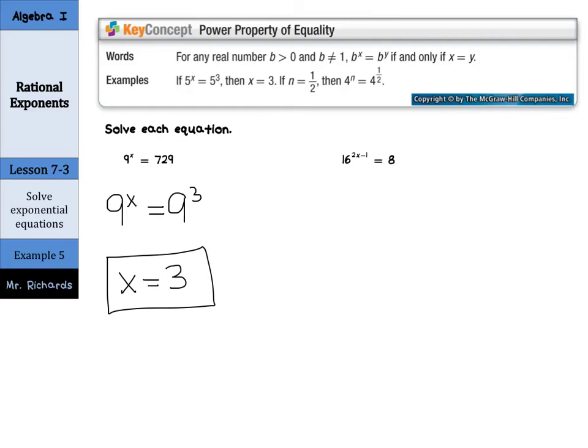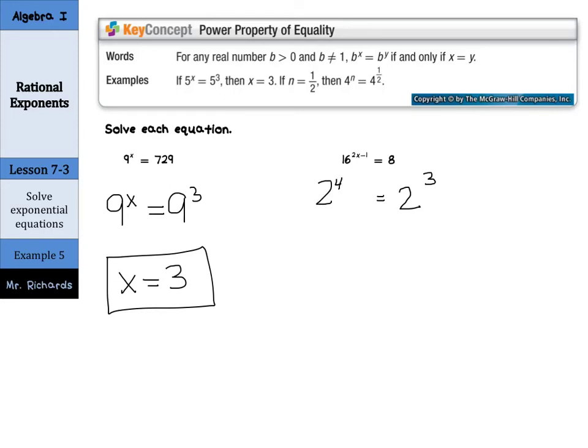Now, 16 to the 2x minus 1 equals 8. A little more complicated. Let's try to find a common base here. Now, I know that 8 can be rewritten as 2 to the third power. Can I rewrite 16 as something 2 to the something power? Well, yeah. 16 is simply 2 to the fourth power.